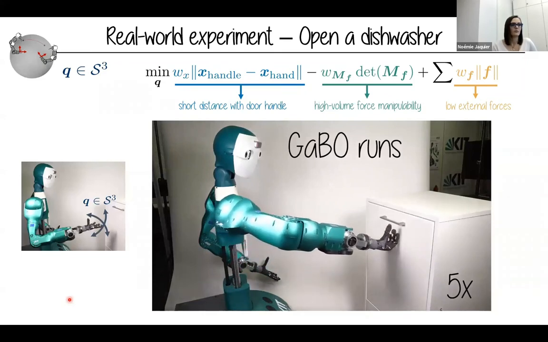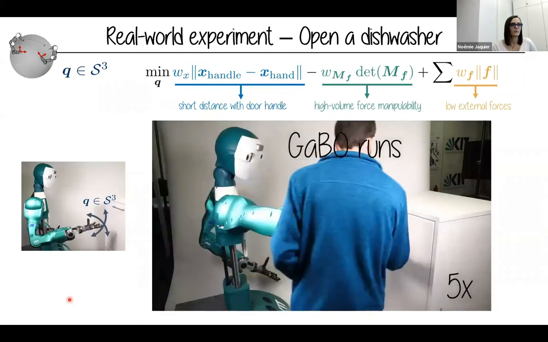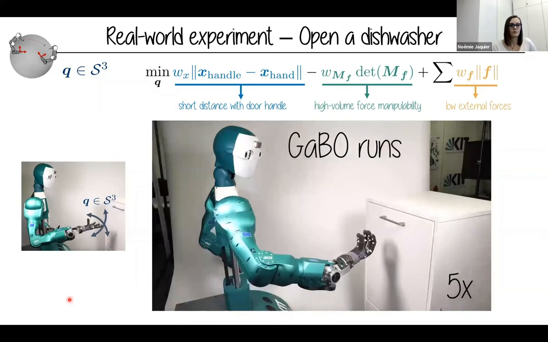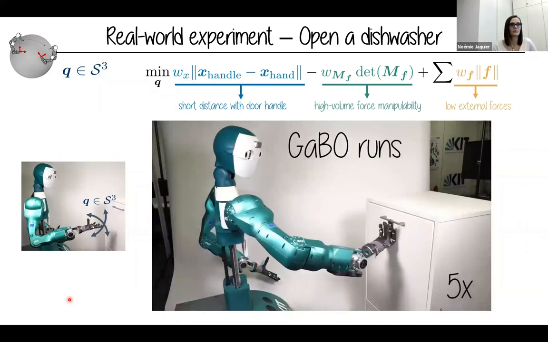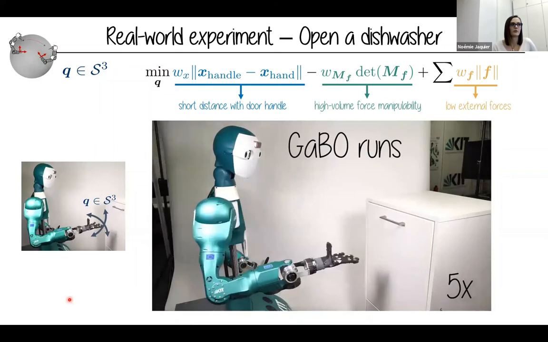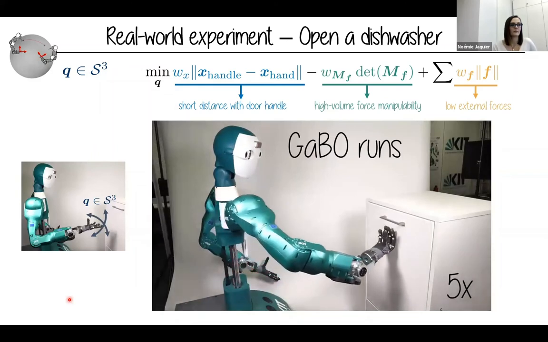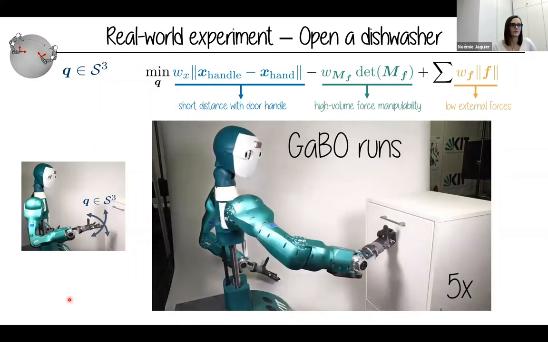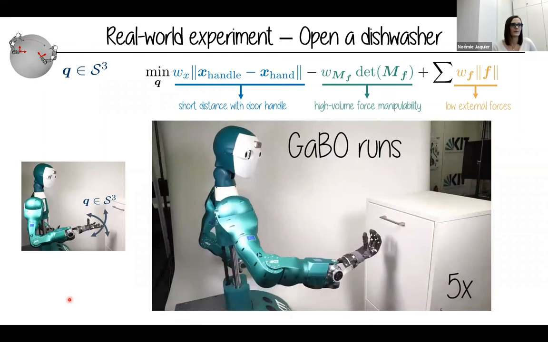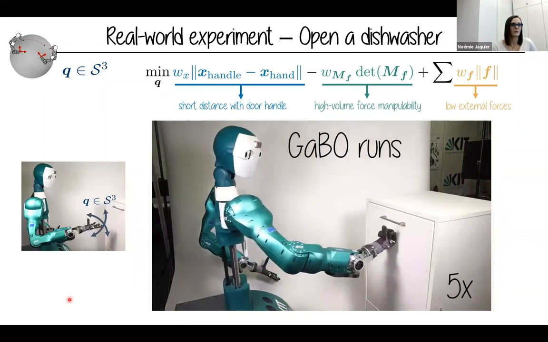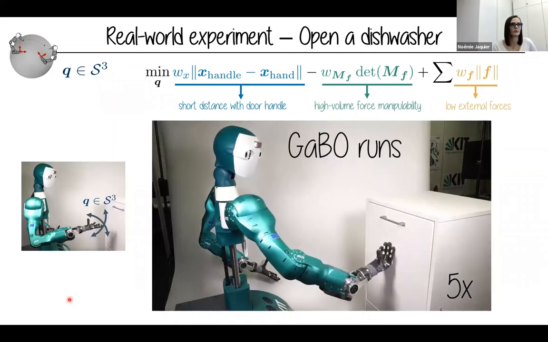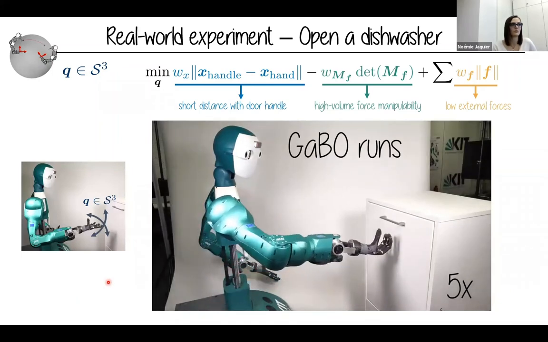And you see that we try different orientations. So this one is a run that fails. We actually had to stop it because the fingers were stuck. So we had really high external forces, and yeah, we cannot allow this. So you see here how the BO is actually exploring and exploiting in order to get a successful grasping of the handle.